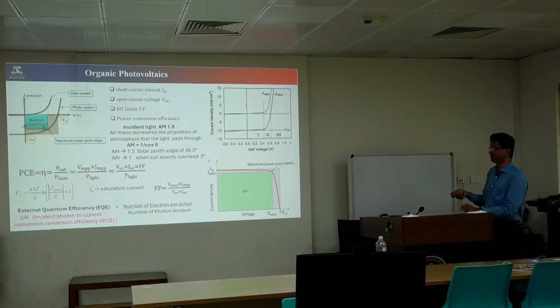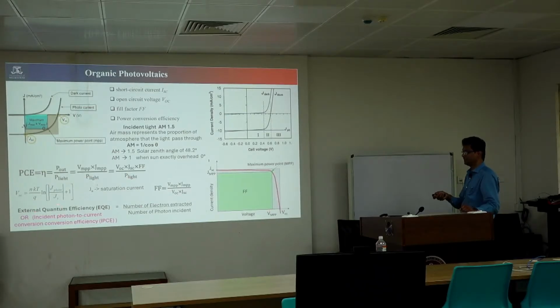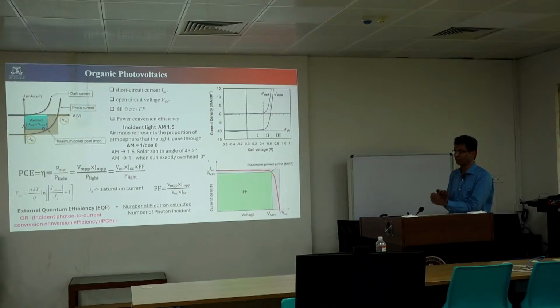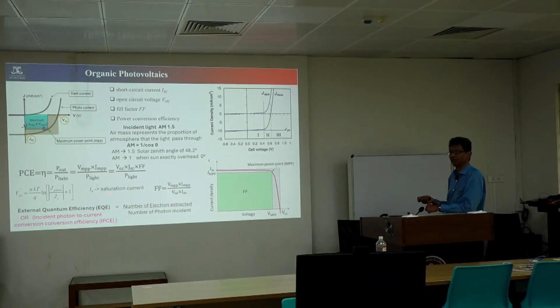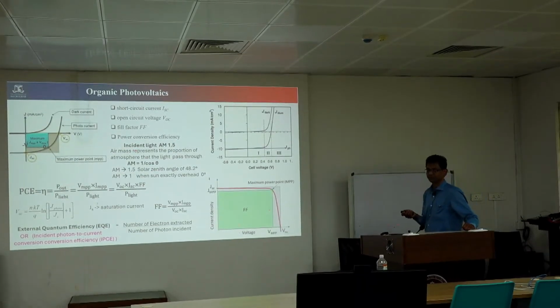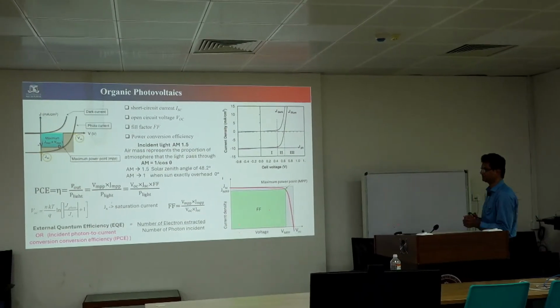Here we also see the number of electrons extracted for the input of one photon, how many are extracted, and that is called EQE. The maximum is 100%, so normally EQE is less than 100% only. Yeah, these are some of the basic things for characterizing an organic solar cell.